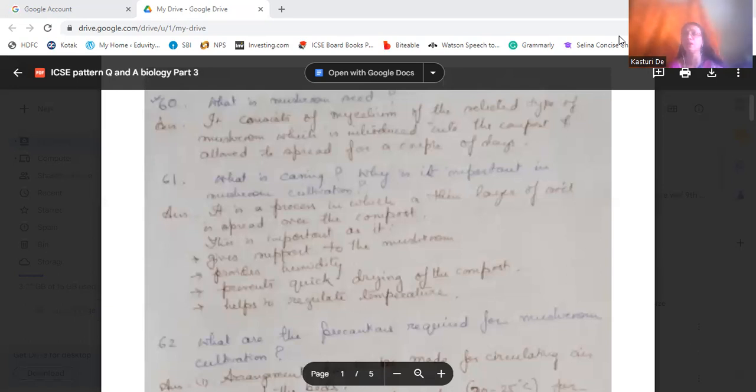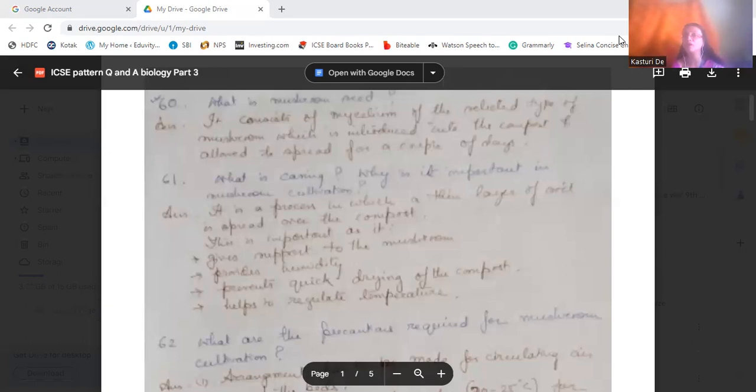Mushroom seed is nothing but a network of mycelium, which when introduced into the compost and allowed to spread for a couple of days, makes the mushroom seed. So it consists of a mycelium of the selected type of mushroom. One selected type of mushroom is taken, whose mycelium is introduced into the compost and allowed to grow there for a couple of days. That is known as mushroom seed, and it is used to further grow and form the mushrooms.